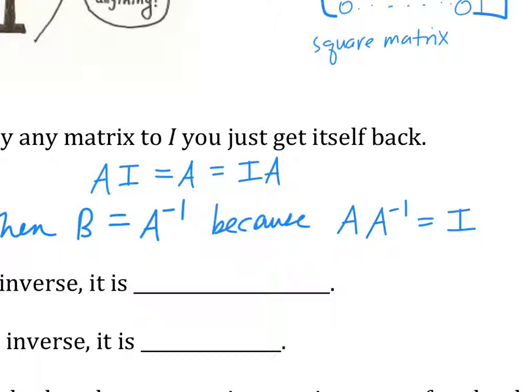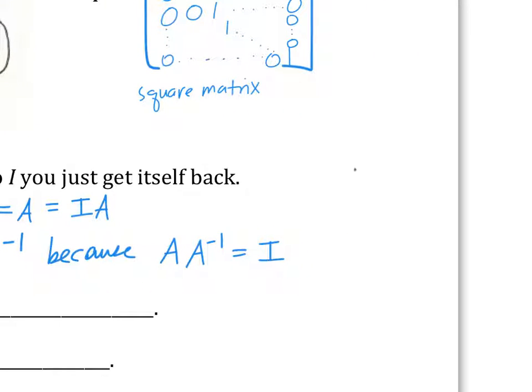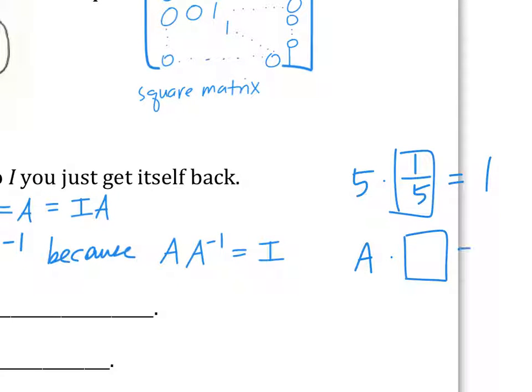Okay, so for example, let's talk about numbers. You guys are better with numbers. So 5 times what is going to give you 1? 1 over 5. So what's the relationship between 5 and 1/5? They're reciprocals, which in the matrix world, we call inverse. Okay, so same thing applies. A times something gives me the identity matrix, then that something has to be the inverse. Okay, so kind of like numbers.